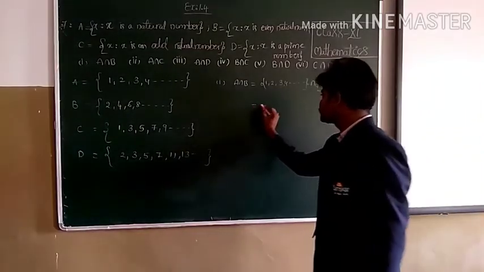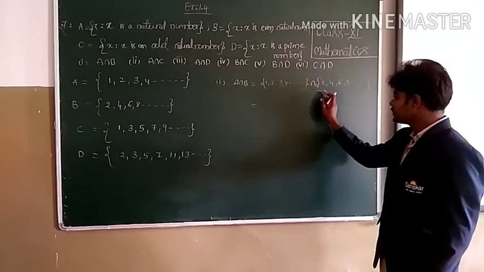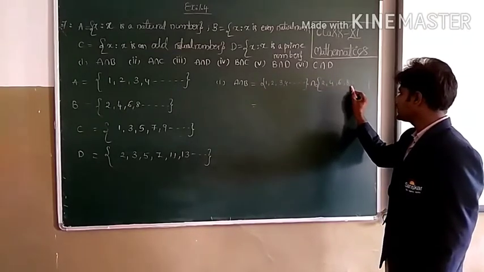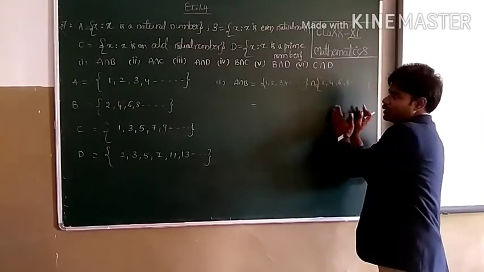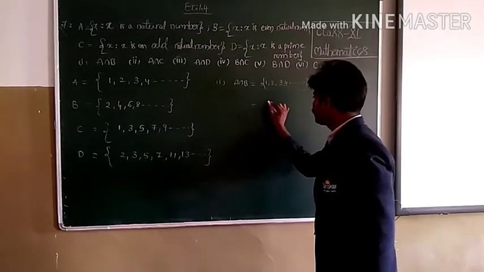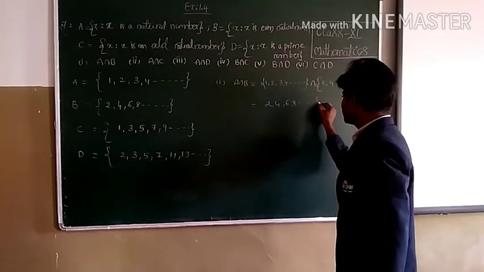Here we have 1, 2, 3, 4, 5, 6 up to infinity. The numbers in B are only the even natural numbers 2, 4, 6, 8. All the even natural numbers are available in the natural numbers. So the common part is 2, 4, 6, 8 and so on.